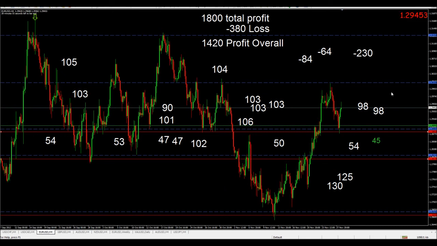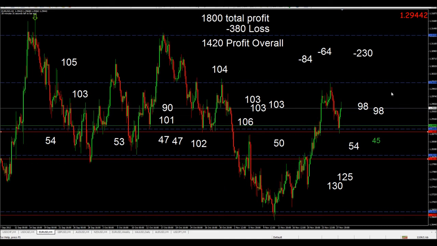But as you can see, as the time progressed from September to November, which is September, October, November, that's just over 2 months. 1,400 pips could have been taken, which is an average of about 700 pips a month, which is a great amount of pips from one currency pair.